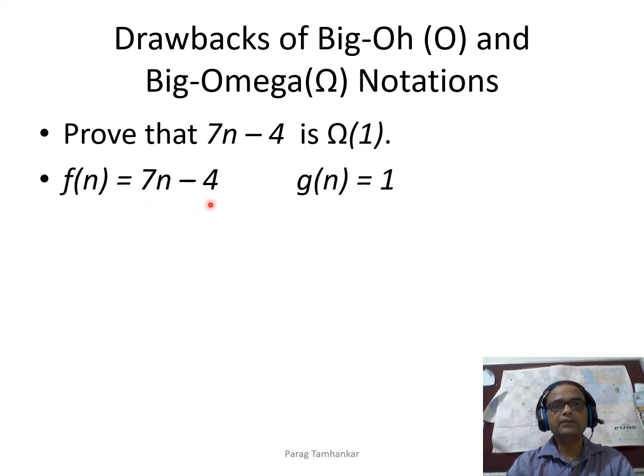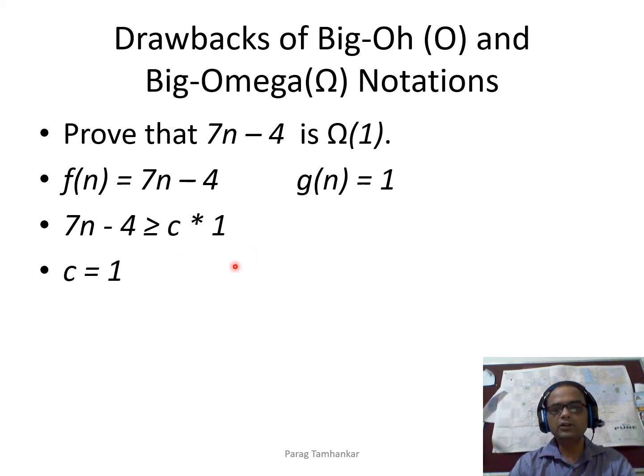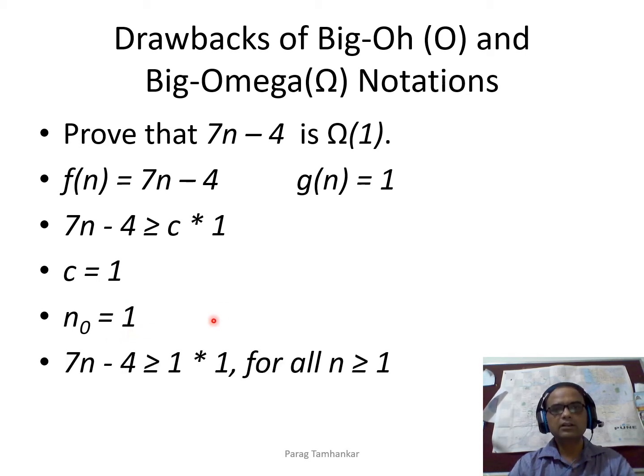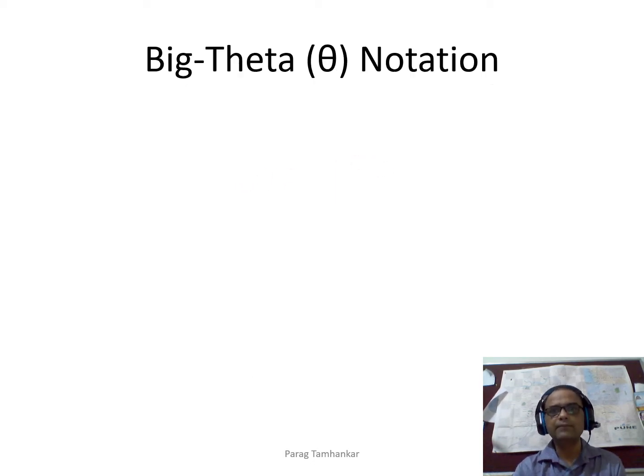So f of n is 7n minus 4, g of n is 1, constant, right? You want to prove that 7n minus 4 is greater than or equal to c into 1. If you choose c as 1, then of course starting from n naught as 1, the equation holds. 7n minus 4 would always be greater than or equal to 1 into 1 for all n greater than or equal to 1. So although in practice we will never say that 7n minus 4 is a constant time complexity algorithm and 7n minus 4 is order of 1, a big omega notation allows us to prove it, because it only places the lower bound and it doesn't tell you how good the bound is.